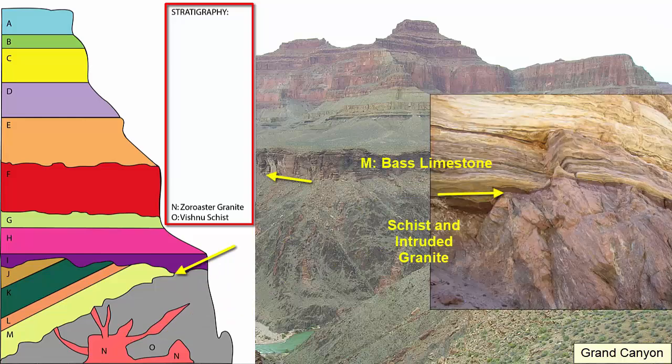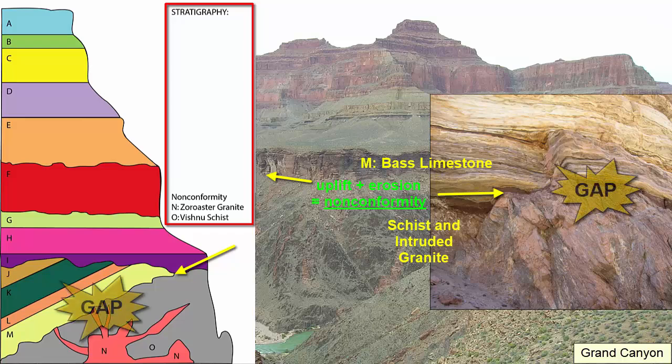What next? We see a contact that looks irregular between the schist and granite and the Bass limestone, M, which sits above. Based on the irregularity of the surface and the fact that granites and schists form deep underground while limestones form on the surface, we can label this contact as a non-conformity, meaning many layers existed above the schist and granite when they formed, but those layers have since been removed through erosion. Therefore, we have erosion happening potentially over many millions of years, and then after the erosion stops, likely because the area has been eroded flat, deposition resumes, and M is laid down, followed by L, K, and J.